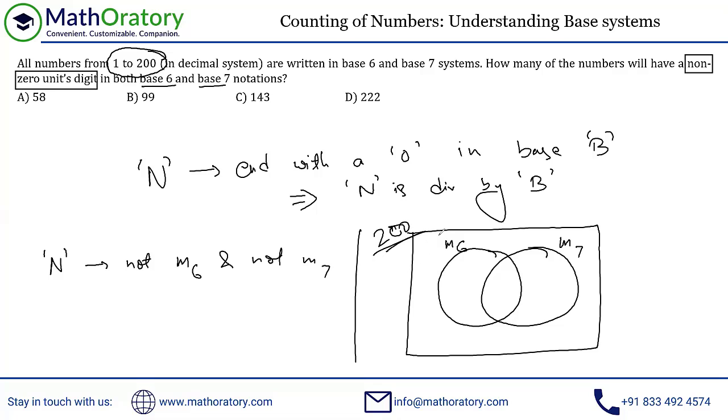So let me first figure out the multiples of 6 in this range, this circle, that is, how many numbers are there? That's very simple to identify. That's simply 200 by 6. Just consider the quotient out here. You can reduce this to 100 by 3. So that is 33 something. So there will be 33 multiples of 6 from 1 to 200. Similarly, for those which are multiples of 7, that will be simply 200 by 7. Just take the quotient again.